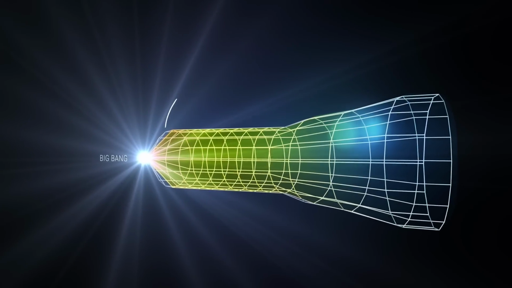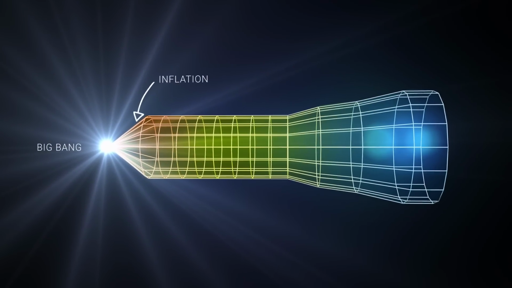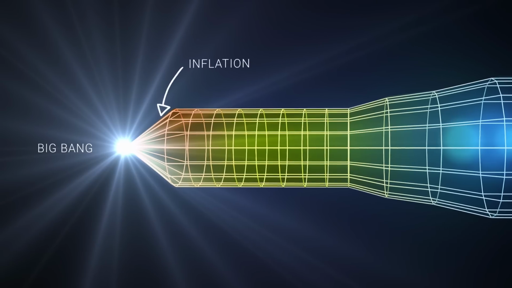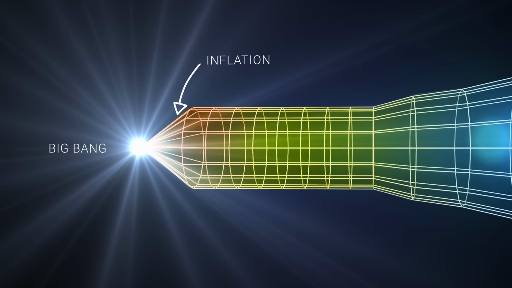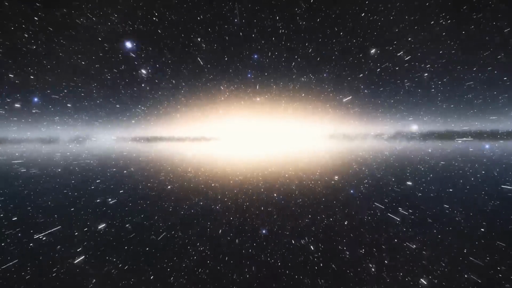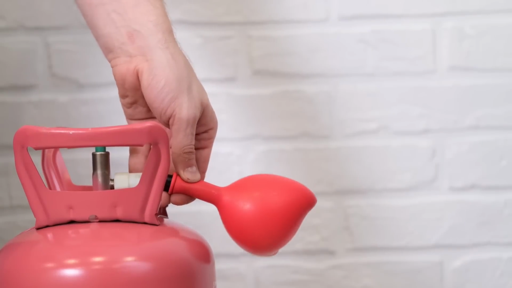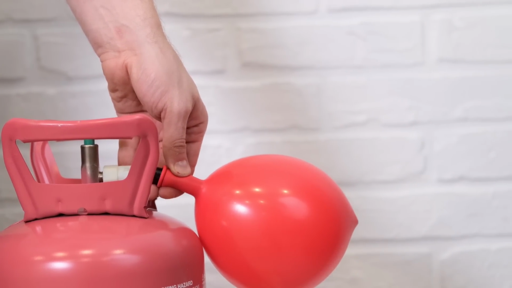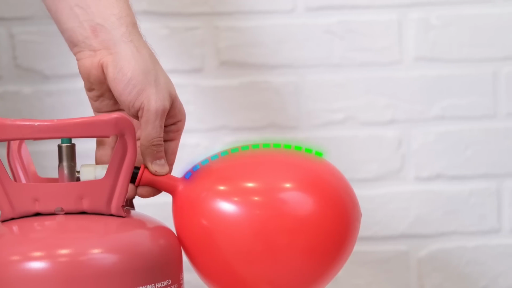Another solution is the concept of inflation. According to the theory of inflation, the universe underwent a rapid expansion in the early stages of its formation. As space expands, the geometry of space becomes flatter. To help you understand, imagine a balloon. As it fills with air and inflates, its surface becomes smoother and flatter.